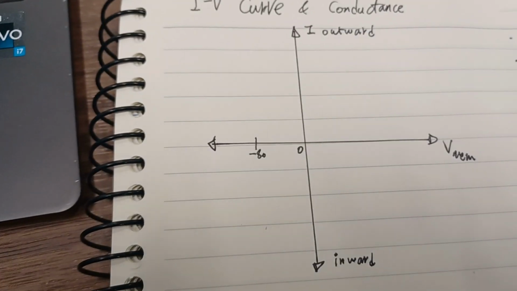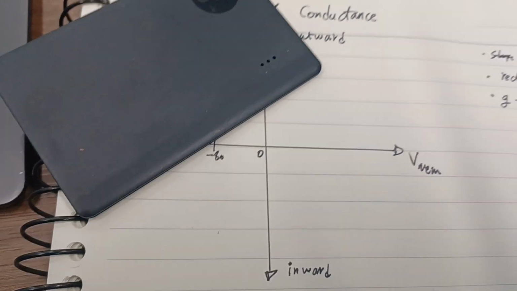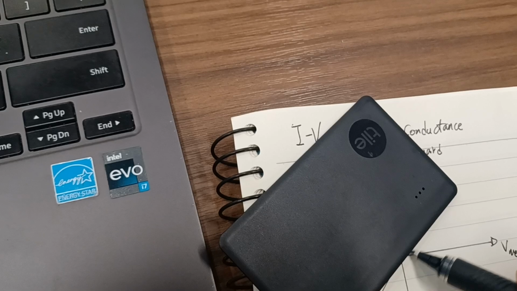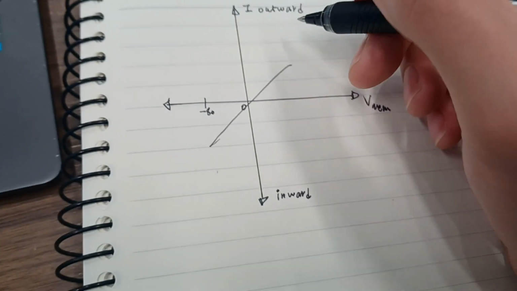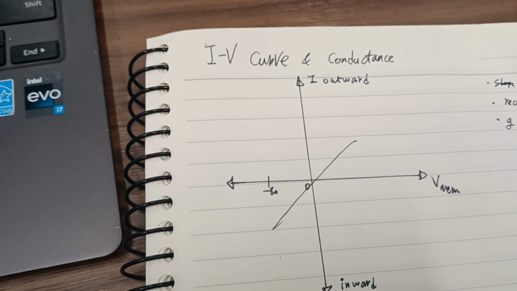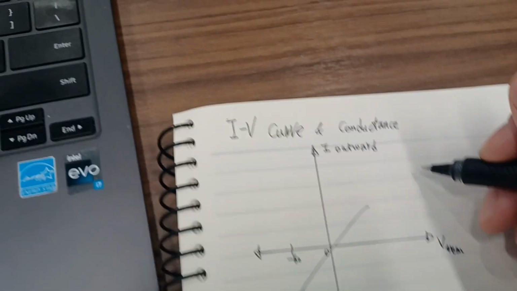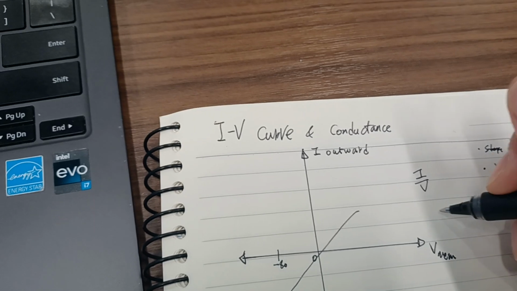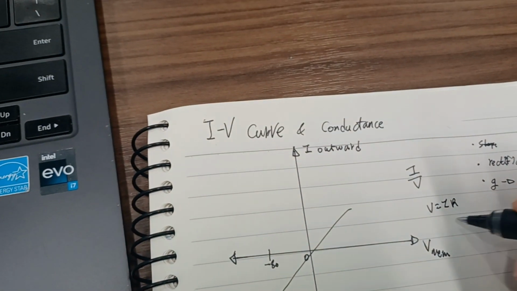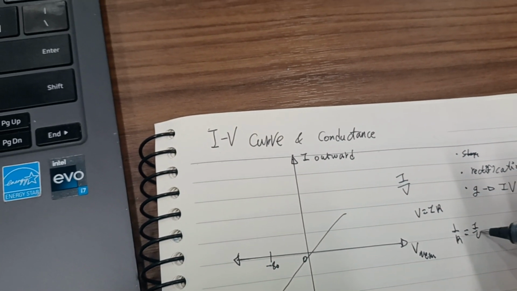So if you were to draw a regular line through it, let's just do it through here. Okay, I don't have two hands, so it's gonna be crappy, but whatever. So this is just a regular line, and the slope of this line, as we all know, is rise over run, so it's I over V, and we all know V is equal to IR. So if we do the magic, 1 over R is equal to I over V.